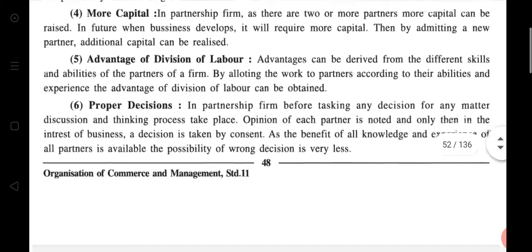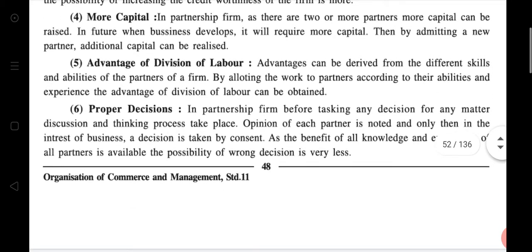The fourth one is more capital. In a partnership firm there are two or more partners, and all the partners bring capital, not compulsory, but mostly all bring capital, so more capital can be raised. In the future when the business develops, it will require more capital, so by admitting a new partner, additional capital can be realized. So it is a good advantage.